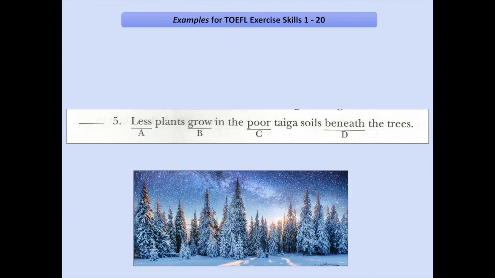Number 5. Less plants grow in the poor taiga soils beneath the trees. There's a subject, plants, and a verb, grow. And look, this word less, we know is used with uncountable nouns. But our noun here, plants, is countable. We know plants is countable because it's plural. So, our answer is apple. The answer should be fewer. Fewer can be used with countable nouns, and we have a countable noun.